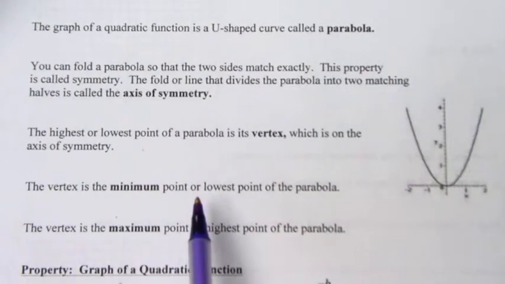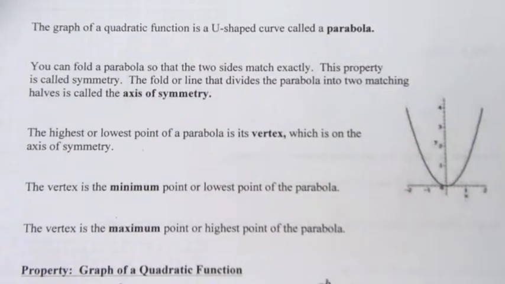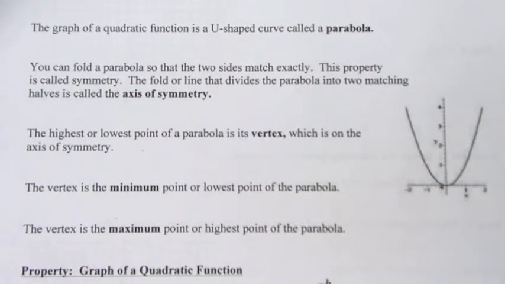Now, a parabola has what's called a line of symmetry, or an axis of symmetry, because you can fold a parabola around the center vertically, and the two halves will meet. So it's absolutely symmetrical. That's going to help us when it comes time to graph.